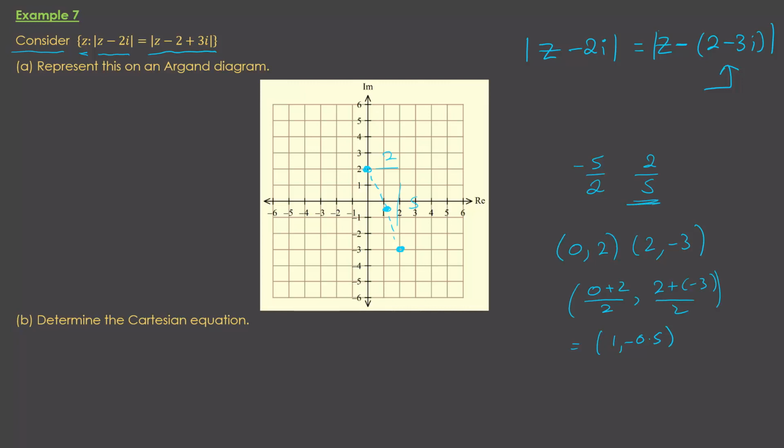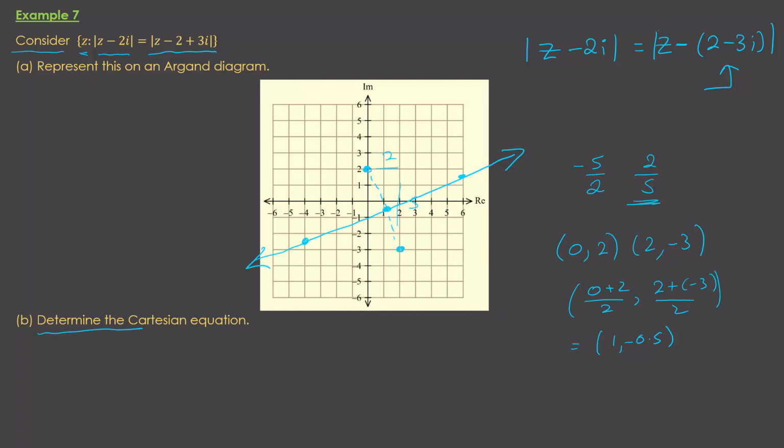And a gradient of 2/5 means that if we go 5 units across, we would need to go 2 units up. So that would put that there. And if we went 5 across the other way, we'd need to go 2 down. So a line going through those points there, like so.